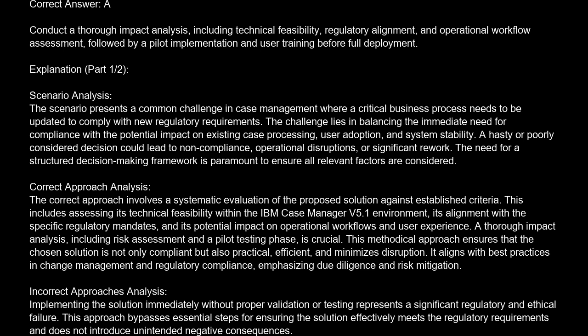Correct approach analysis. The correct approach involves a systematic evaluation of the proposed solution against established criteria. This includes assessing its technical feasibility within the IBM Case Manager v5.1 environment, its alignment with the specific regulatory mandates, and its potential impact on operational workflows and user experience. A thorough impact analysis, including risk assessment and a pilot testing phase, is crucial. This methodical approach ensures that the chosen solution is not only compliant but also practical, efficient, and minimizes disruption. It aligns with best practices in change management and regulatory compliance, emphasizing due diligence and risk mitigation.